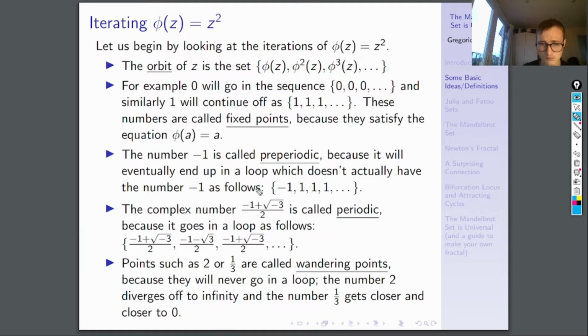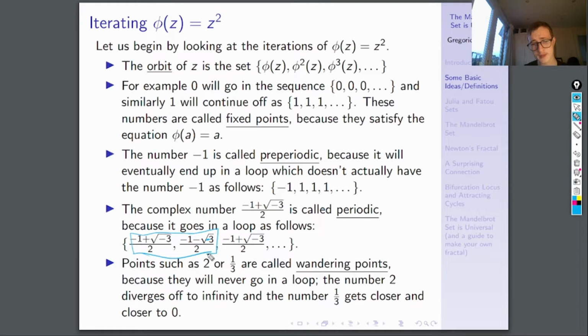Conversely, this complex number here, -1 plus the square root of -3 over 2, is called periodic because it goes in a loop. If you square it, you get -1 minus root -3 over 2. And if we square that again, we get back to where we started. So this is of period 2 because it cycles between two numbers.